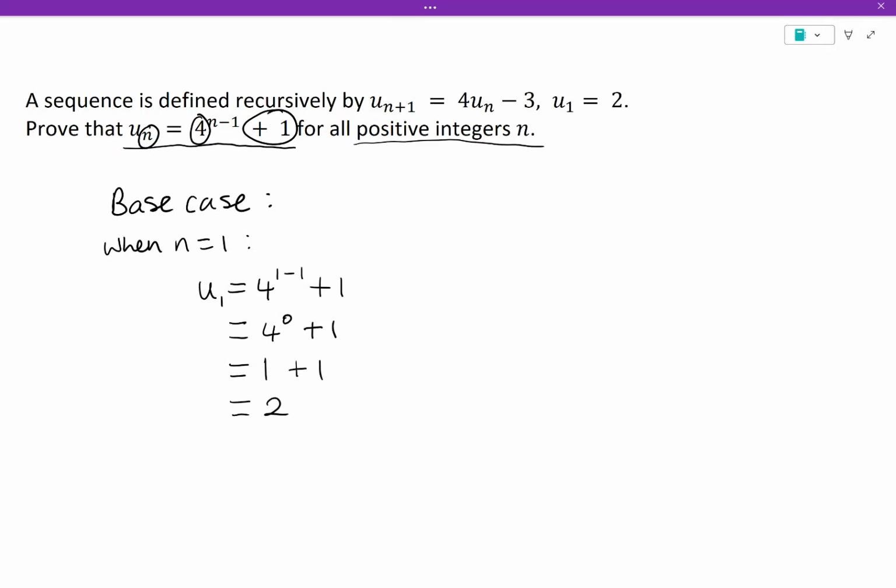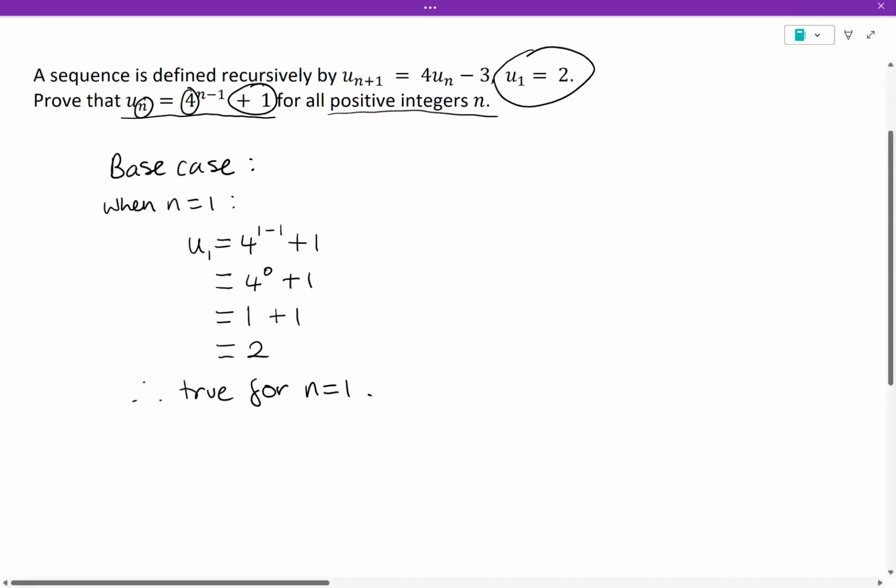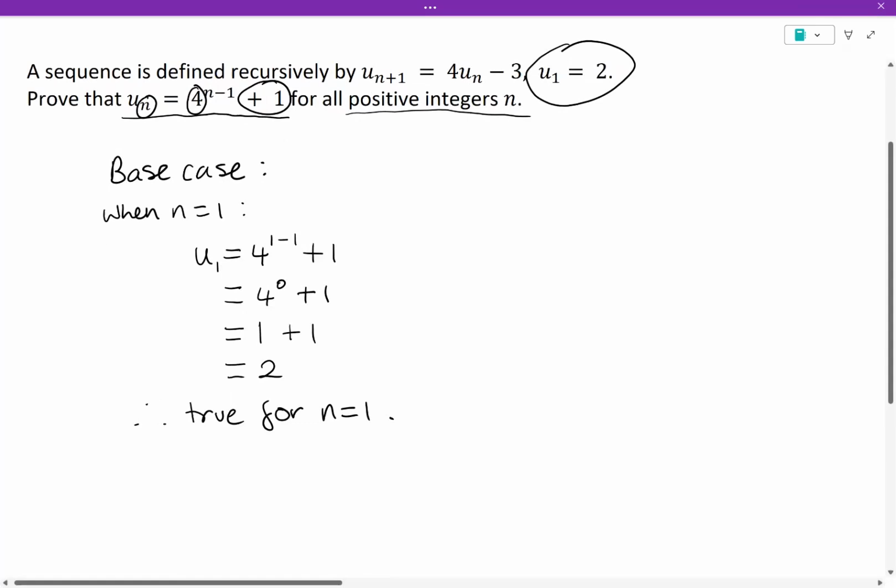And this is the expected result because in the recurrence relation, we're told that u1 should be equal to 2. So I can say, therefore, true for n equals 1. If we've got a value other than 2, we've done something incorrect and we need to recheck our working. Now we're going to move on to our inductive step, which I'm going to write over here on the right.